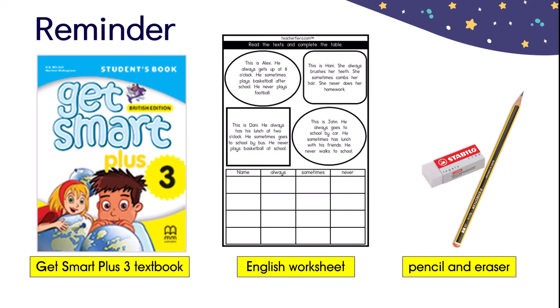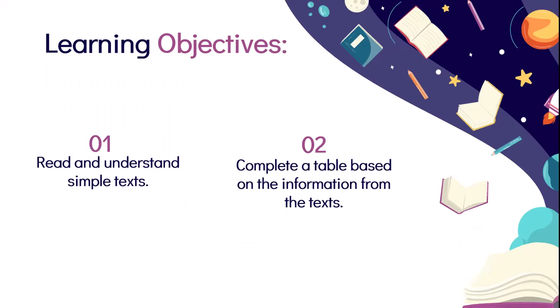Okay, as usual, I would like to remind you, you must have your Get Smart Plus 3 textbook, your English worksheet, and also your stationeries, which are pencil and erasers. Our learning objectives for today: 1. By the end of the lesson, you should be able to read and understand simple text. 2. You should be able to complete a table based on the information from the text.